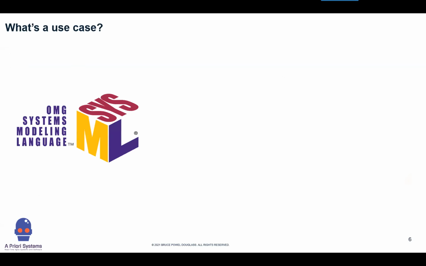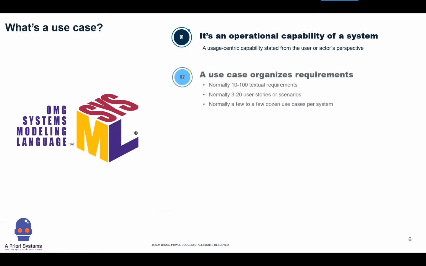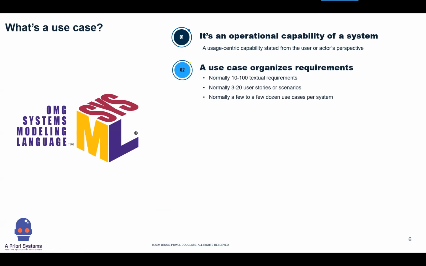So let's talk a bit more about what a use case actually is. It's an operational capability of a system. So it's the capability from a usage-centric perspective, where a system connects to multiple actors, shown as associations to the use case, which means that they exchange messages, either from the actor to the system performing the capability, or from the system back to the actor, or possibly both. It's a way of organizing our requirements around capabilities. That's really what it is.